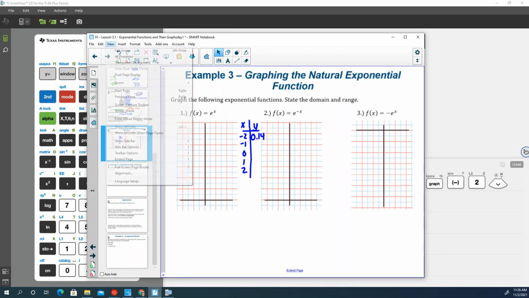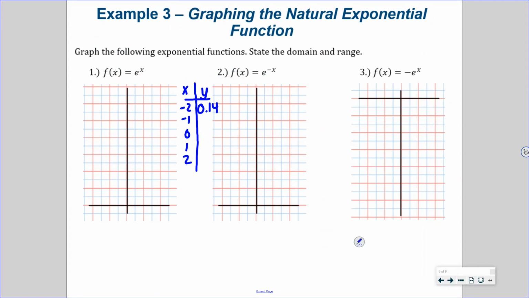Okay, so by either looking at the table or crunching all those numbers, we got 0.37. Anything to the power of 0 is 1. Same with e. E to the power of 1 is about, there's that irrational number, 2.718281828..., so 2.72. E squared is 7.39. Okay, so let's graph this.